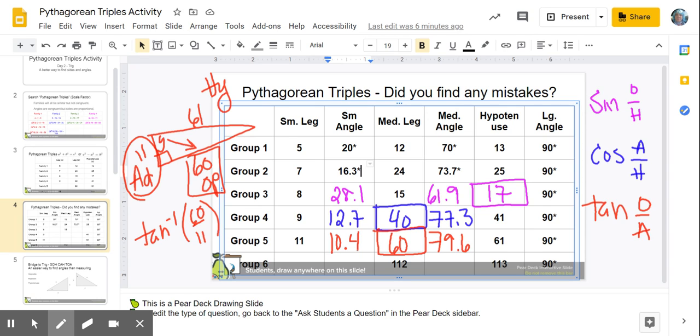Try the last one on your own. Draw the triangle. What number goes in for the shortest side? 13? 15? So draw that on your own. I'm going to draw it on my own. And this is an even skinnier triangle. Decide whether you're going to find the medium angle or the skinny angle. Decide whether you're going to do sine, cosine, or tangent. And then let's see what we get.